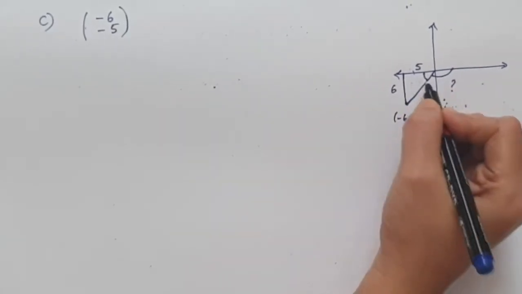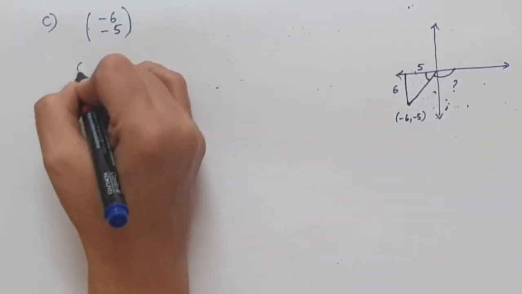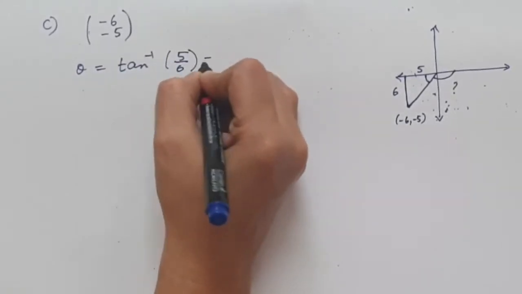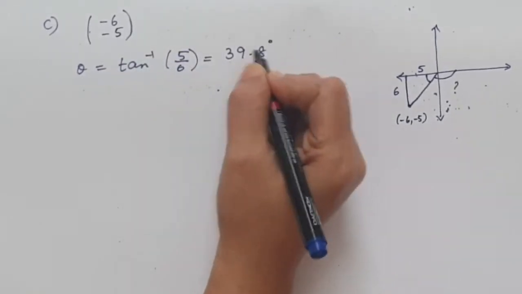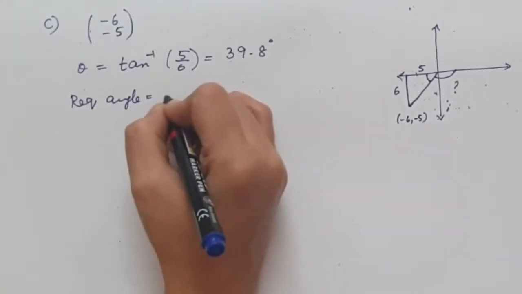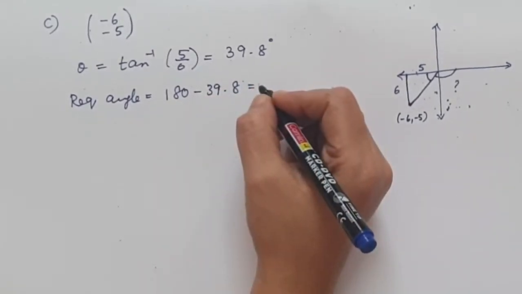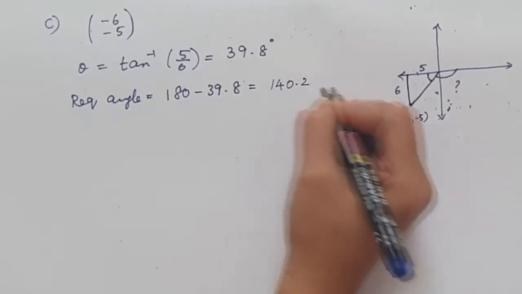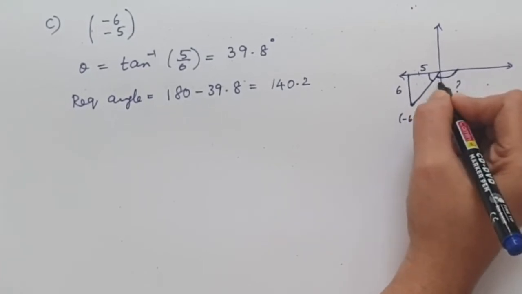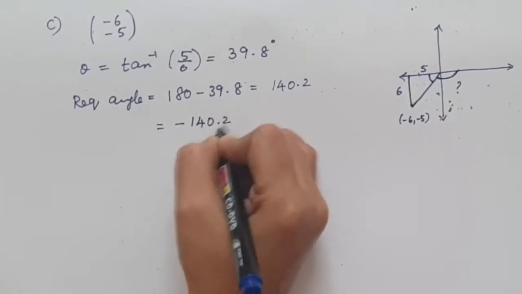So 180 minus the angle which we get, we subtract it. So theta will be equal to tan inverse of 5 over 6, which is 39.8 degrees. Our required angle will be equal to 180 minus 39.8, so it will be 140.2. But we are going along the clockwise direction, and our answer has to be in the anti-clockwise direction, so we write it as negative 140.2 degrees.